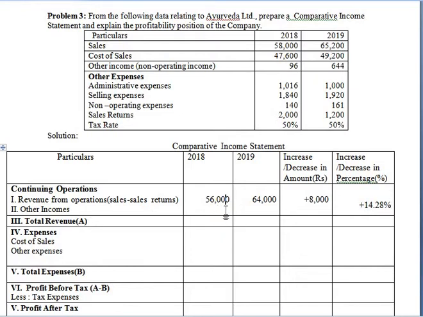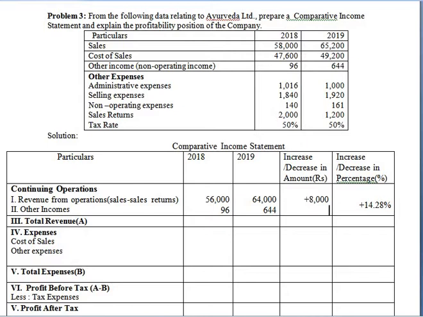Now the next one is other income. Check in the problem whether other income is given. Okay, now see here. Other income, yes. After cost of sales, there is information regarding other income. Other income is nothing but non-operating income. How much is non-operating income for 2018? It is 96. So right here, 96 rupees. And for 2019, how much is it? 644.